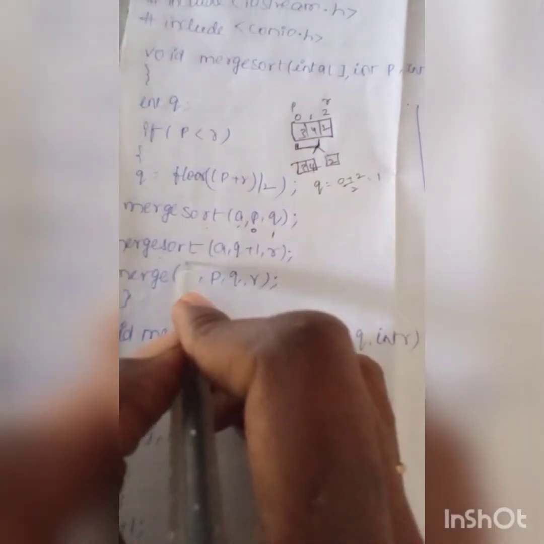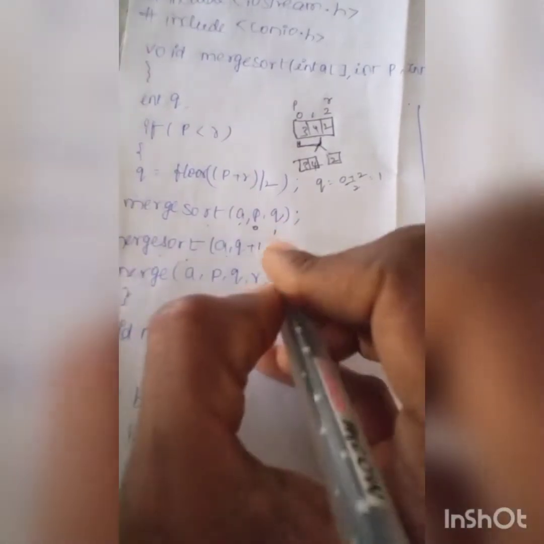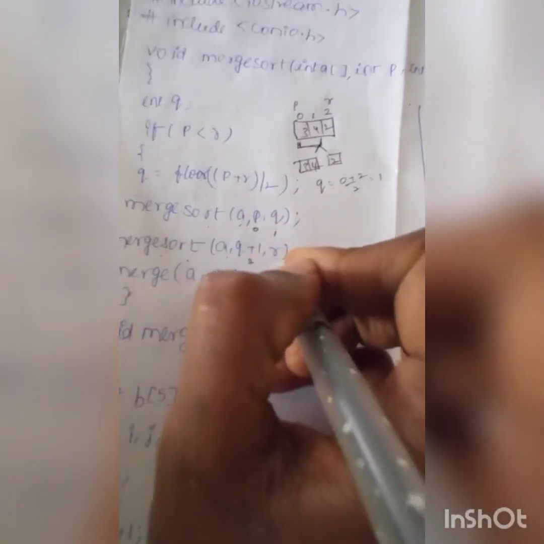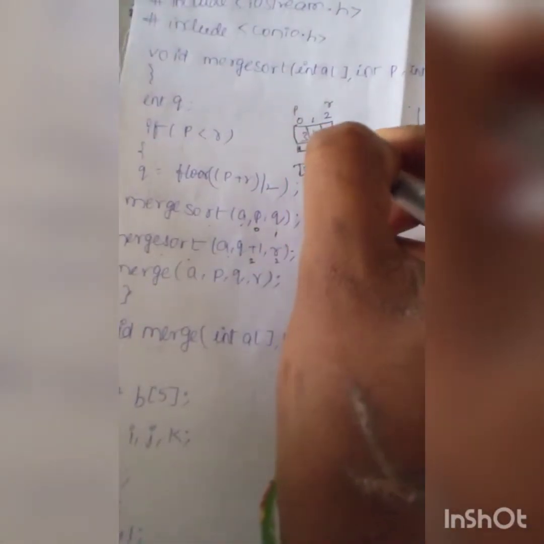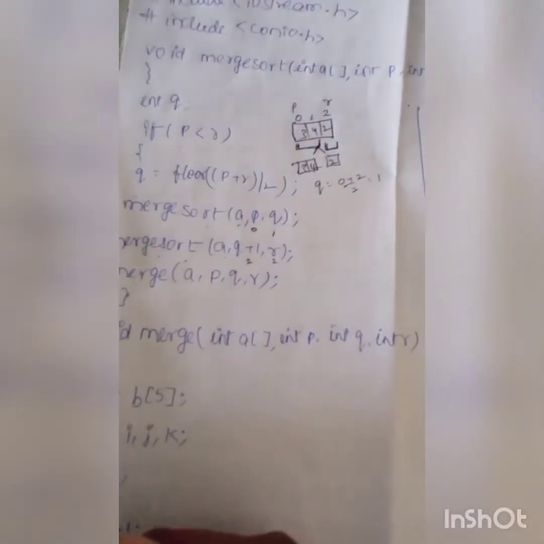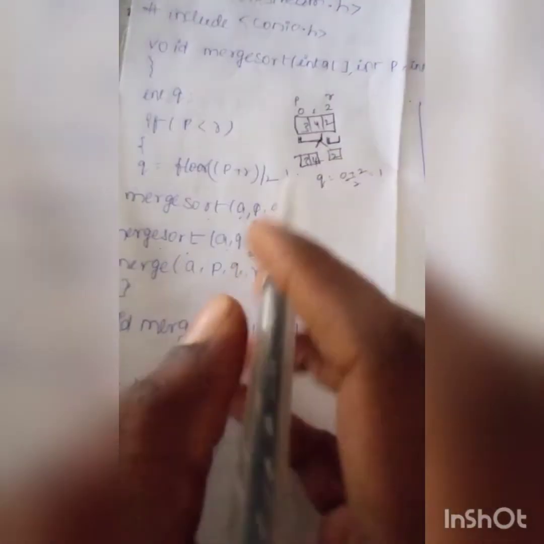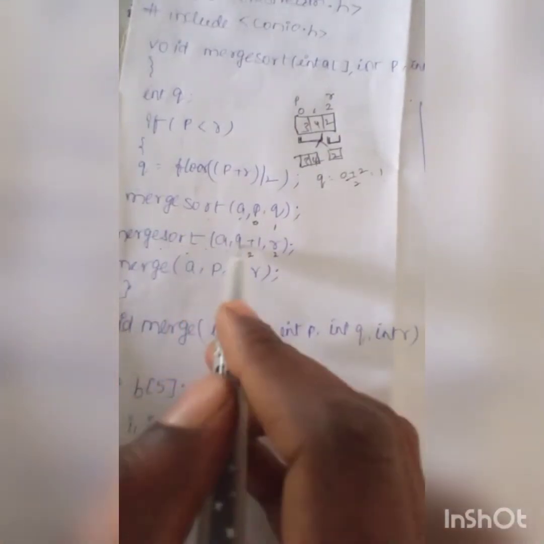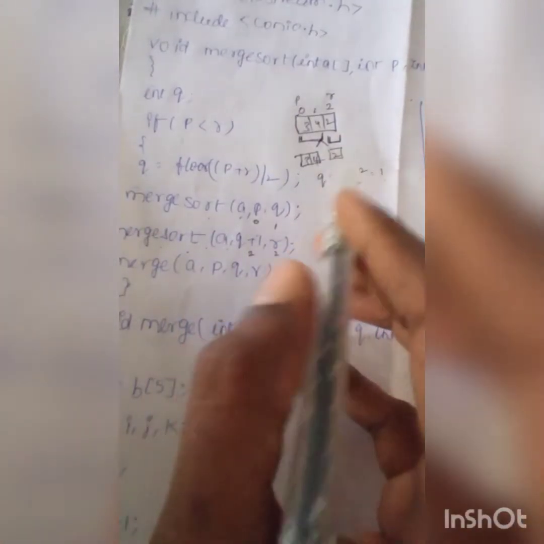Next, merge sort a, q + 1. Q + 1 means what? 1 + 1, that is 2, and r is 2. You are passing this as another array. Clear? So you have two things: first you are passing this one and then you are passing this one. After dividing until each is an individual element, you have to merge all of these.